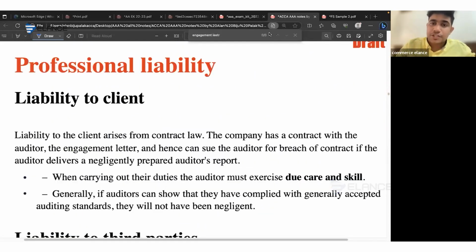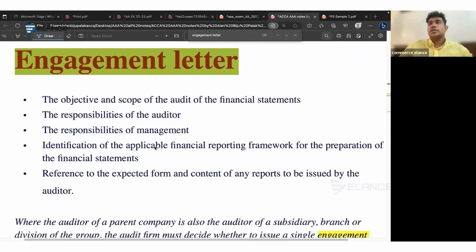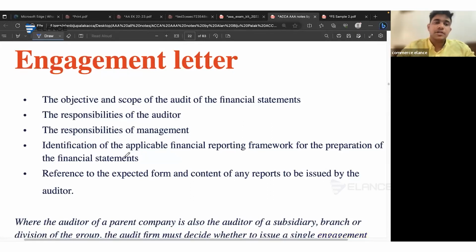objectives and scope of the engagement. Then it will refer to the objectives of the auditor. Then it will clearly specify the responsibilities of the management. The applicable financial reporting framework will be referred to, and reference to the expected form and content of the report will also be clearly specified. So you have to refer to these matters before agreeing to the terms of an engagement. You should not be referring to the matters we discussed earlier. Instead, you should clearly be focusing on these factors before agreeing to the terms of an engagement.